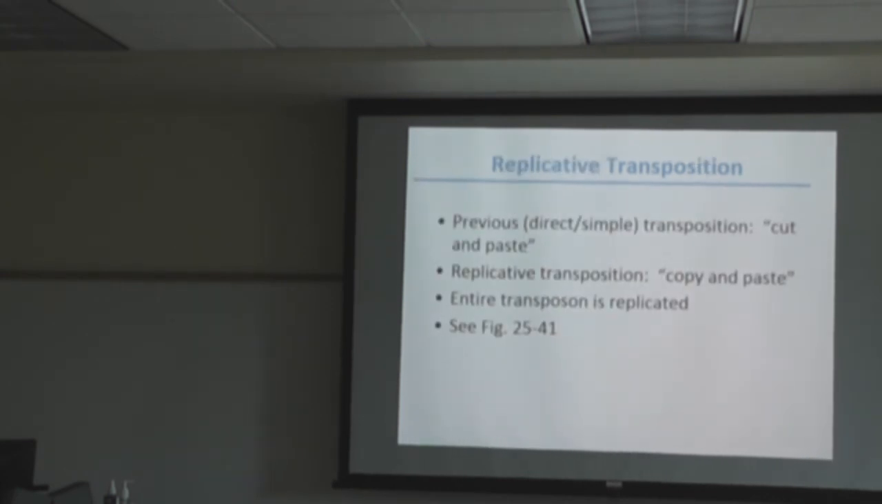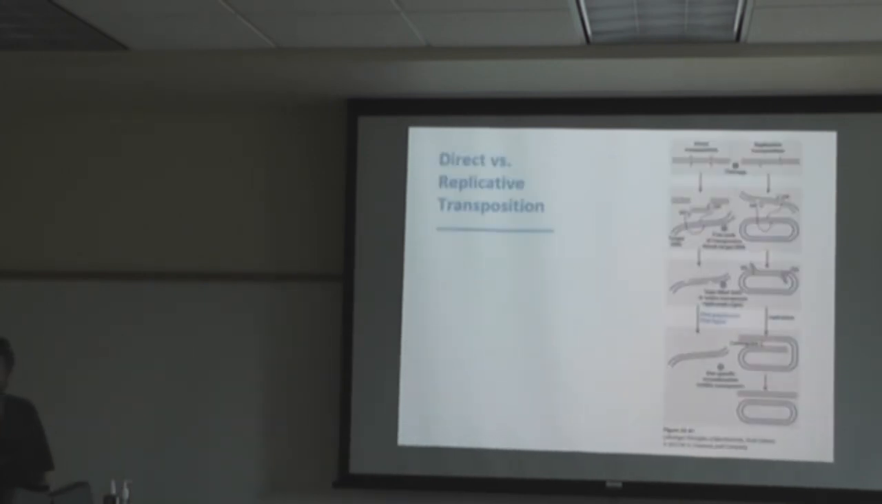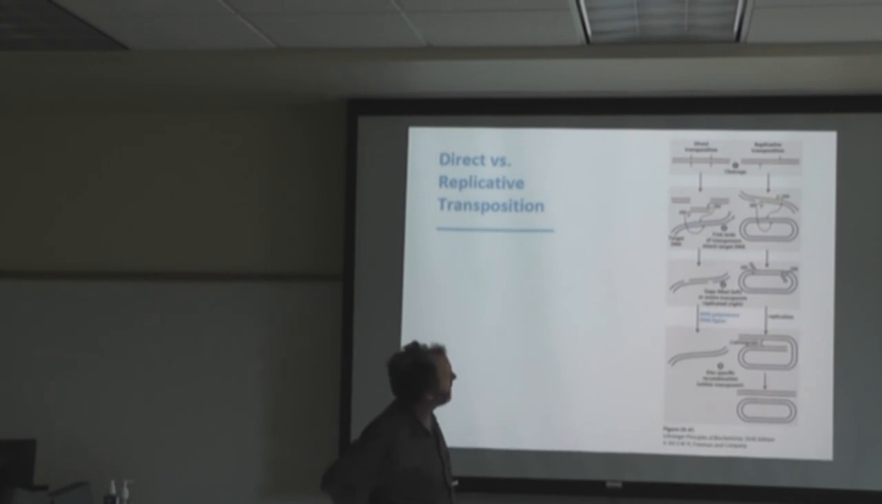So that previous transposition was cut and paste. Replicative is copy and paste. The entire transposon is then replicated. And this is how that looks. We're comparing direct transposition with replicative transposition.